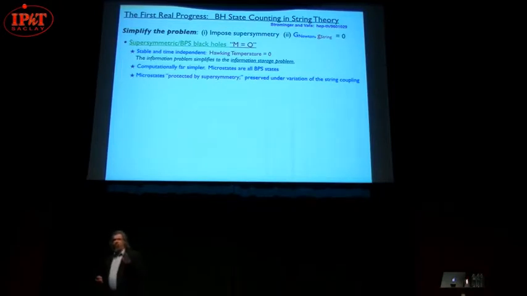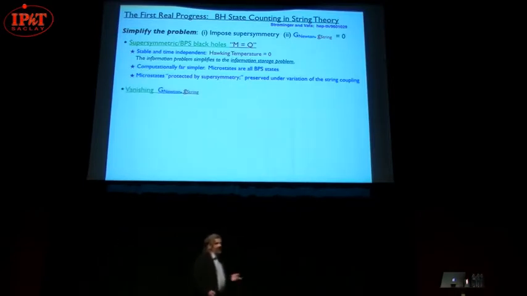Supersymmetry also makes things computationally much, much simpler. The microstates are all BPS states. Moreover, very importantly, the microstate structure is preserved under variations of continuous parameters. They are actually index states. And therefore, if you mess with the G Newton and G string, you have faith that whatever happens, those states are still part of the system.